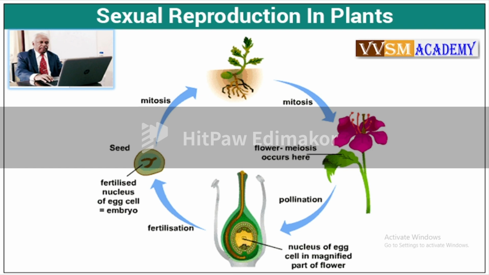In the flower, meiosis occurs. Next, pollination. After pollination, the nucleus of the egg cell, in the magnified part of a flower, that is the stigma, stamen, ovary, etc.